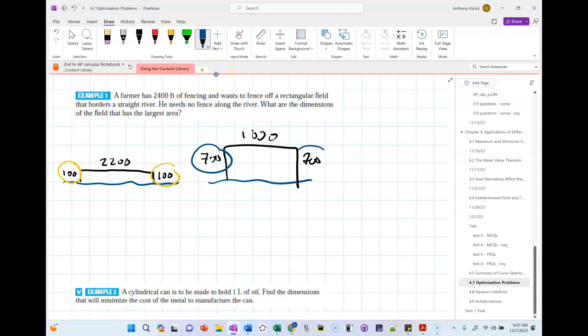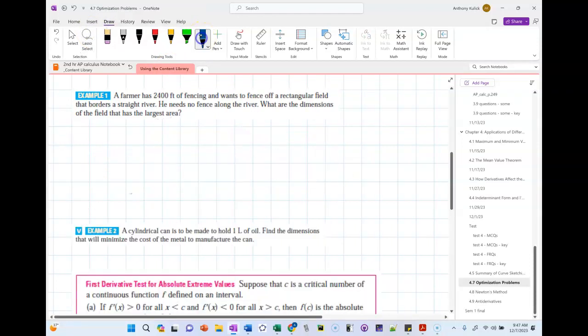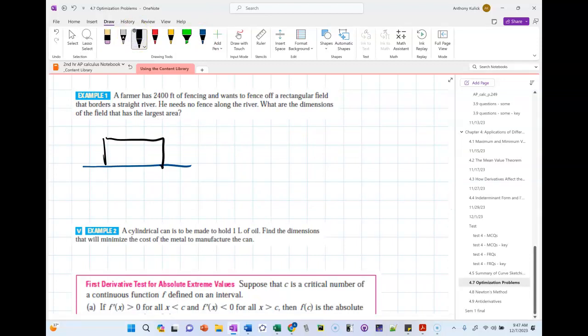Those two sides are the same, but the other one is different, right? So the picture that I'm going to draw then, and label, I'm going to call this length, width, length. And then the insides are going to be my area. Does everybody feel okay about this?